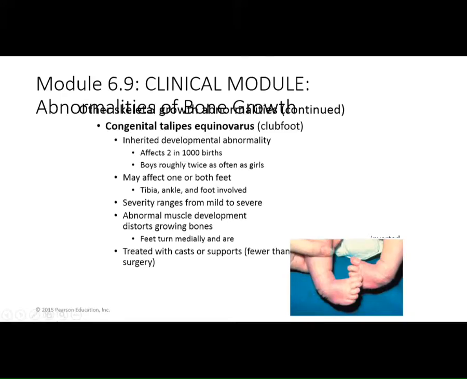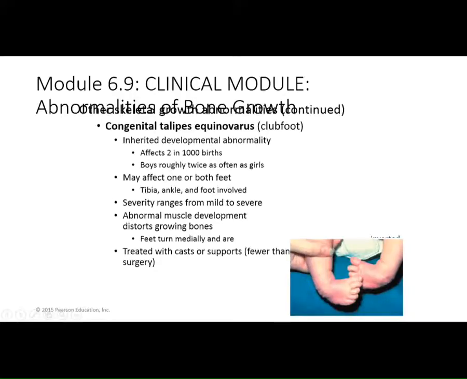And then there's also clubfoot. Now this is congenital. What does congenital mean? Congenital means you're born with it, right? Now this is somewhere around 2 in 1,000 births or so, and mostly boys more than girls, and it can affect 1 or more feet. It's from mild to severe, but usually just club feet, really turned in.